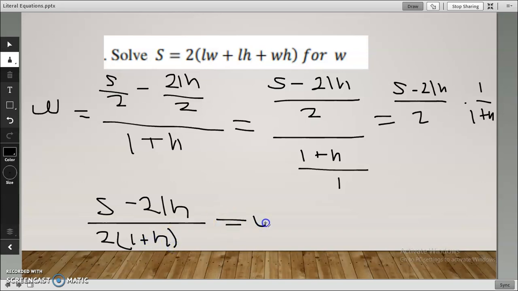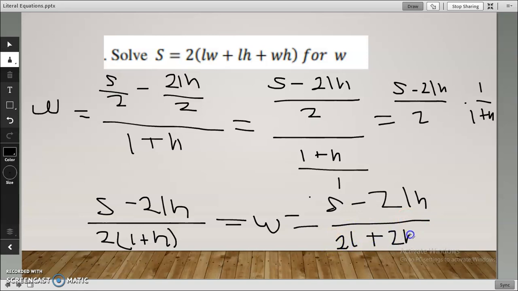equals w. And if you like, this is also equivalent, right? I can also say s minus 2lh. If you want to go ahead and multiply that 2 through, this is quite all right.